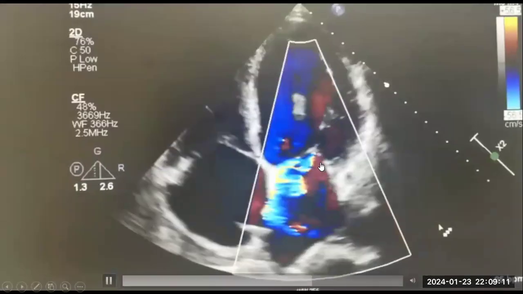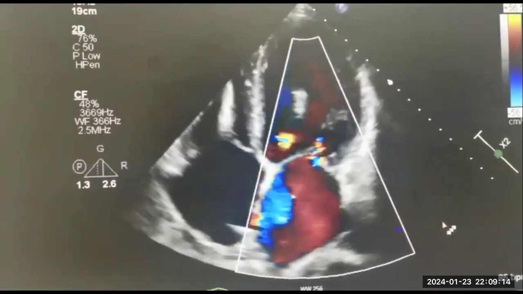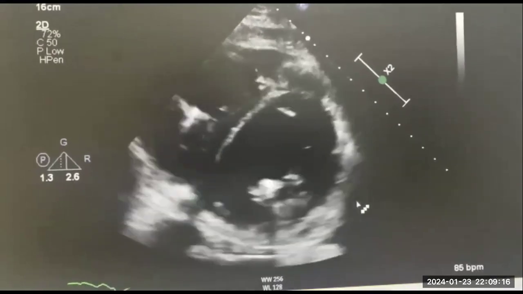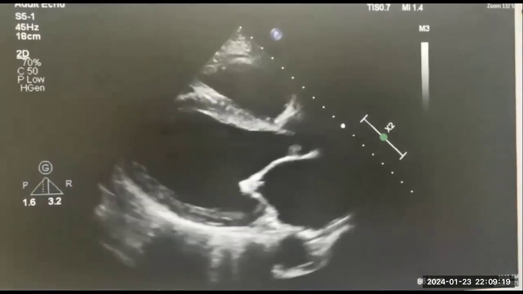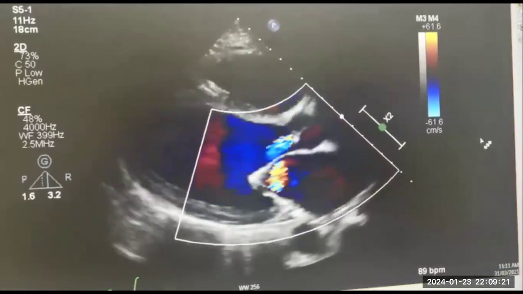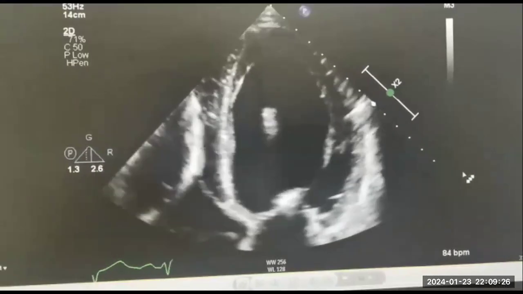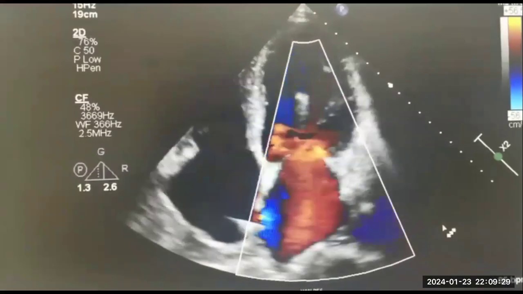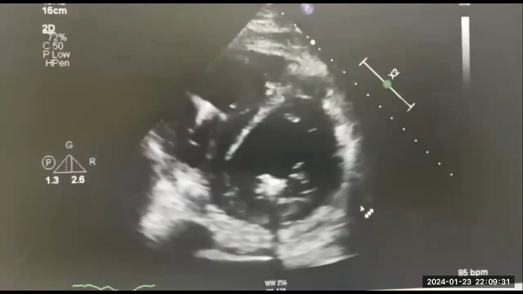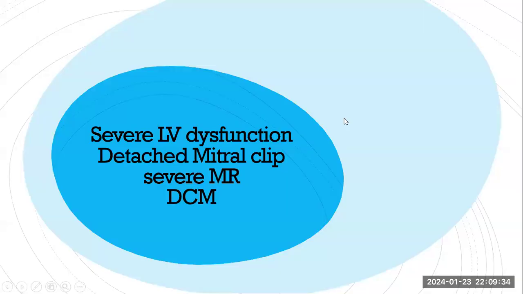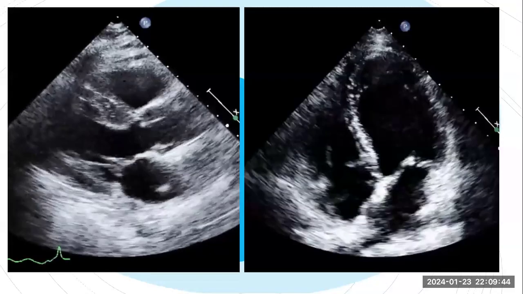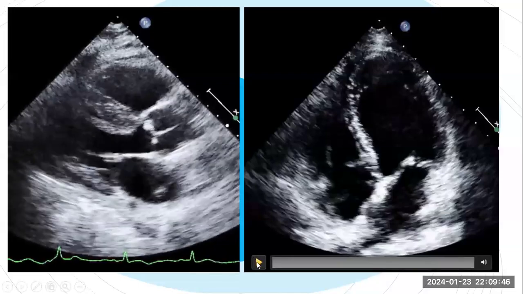Excellent, Dr. Aziz. Can we code ASD? Yes, well, if you see it, then it's fine. Definitely, if there is an iatrogenic ASD and it was seen clearly by the color Doppler, why not? You can code it. So severe LV dysfunction, detached mitral clip, which is not in the code, severe MR, and dilated cardiomyopathy.